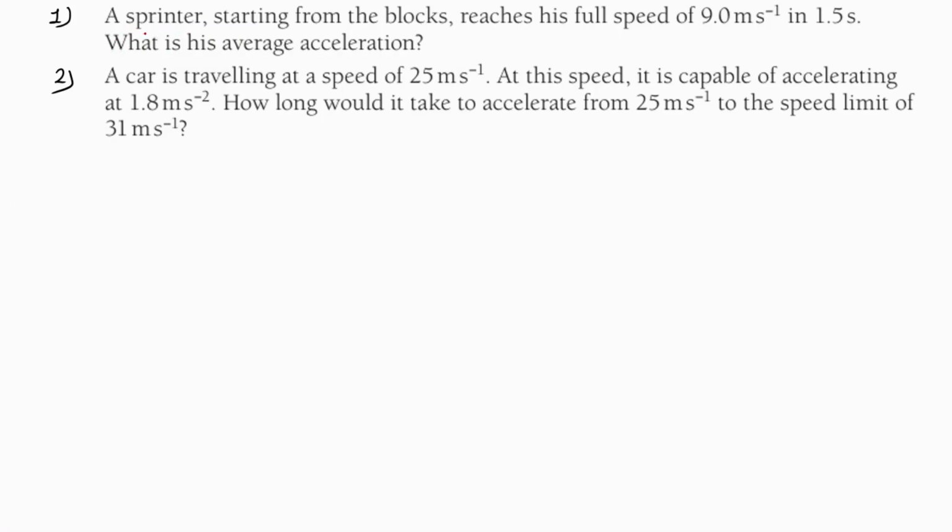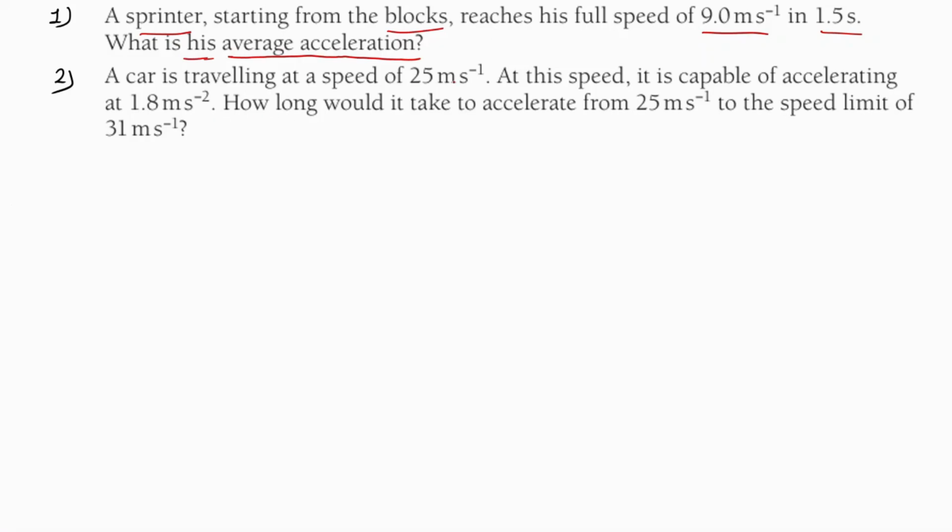A sprinter starting from the blocks reaches his full speed of 9 meter per second in 1.5 seconds. What is his average acceleration? Now we know the formula of average acceleration, so try to solve question number one. Before I give you the solution, try it by yourself and then compare your answer with my solution.